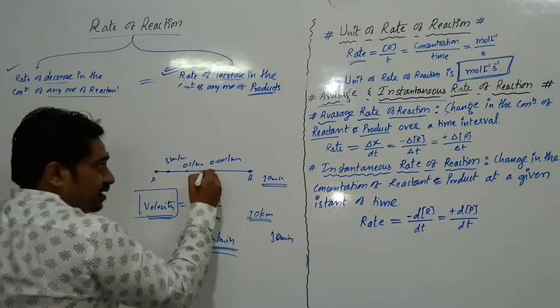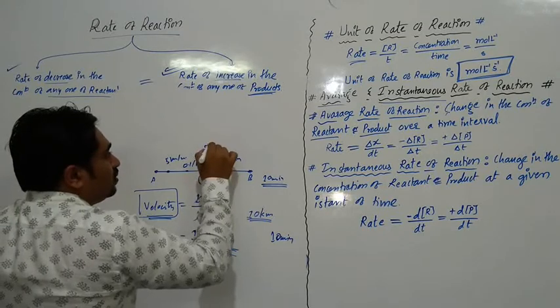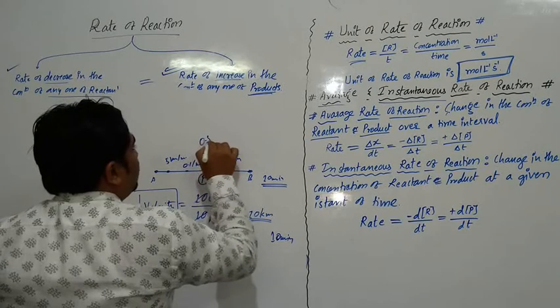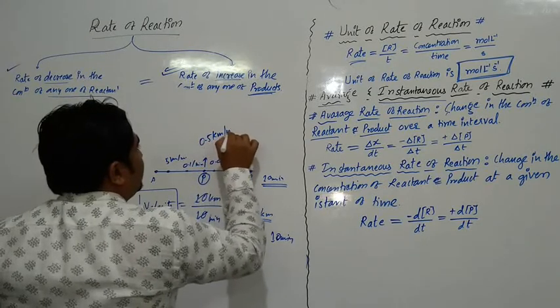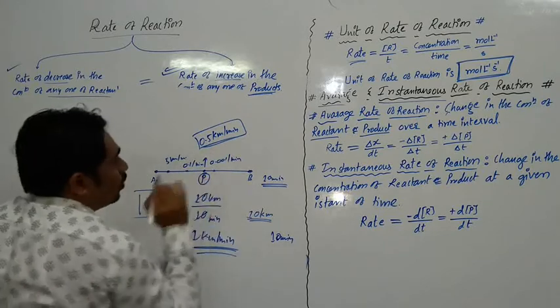The velocity of the vehicle exactly at this point, it may be 0.5 kilometer per minute. So this is our instantaneous velocity at this point.